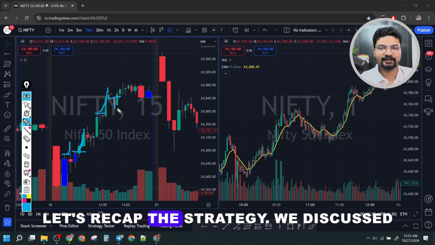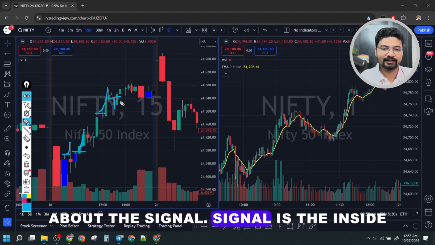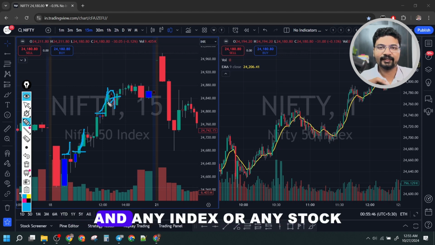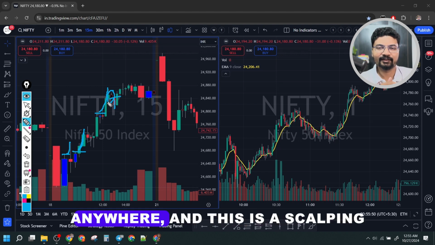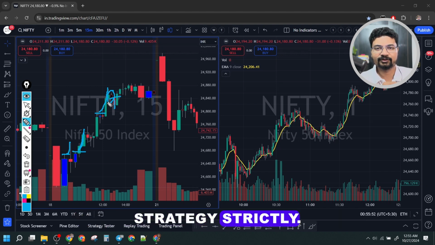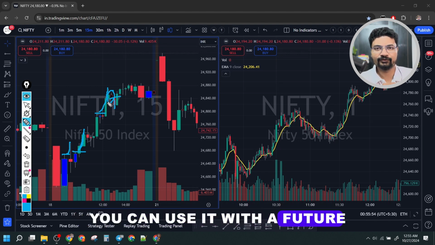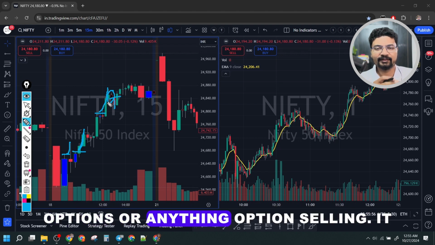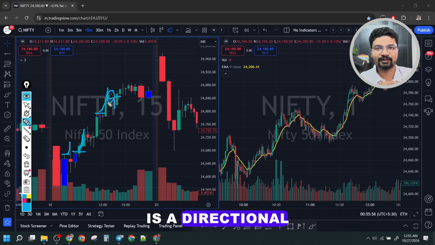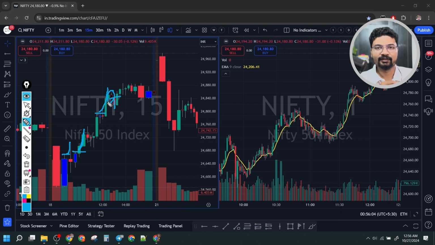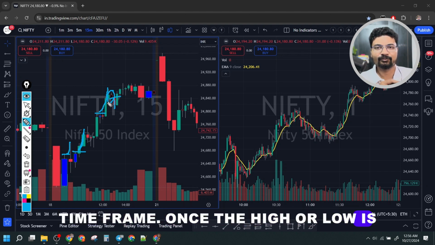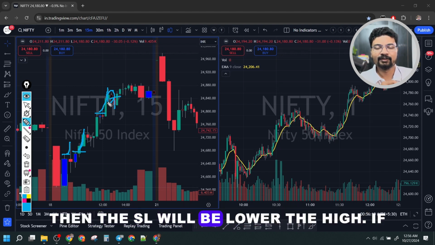And let's recap the strategy. We discussed the signal. The signal is the inside candle on any index or any stock. You can apply this anywhere. And this is strictly a scalping strategy. You can use it with futures, options or anything, even option selling. It is a directional scalping strategy, and the entry should be taken on the 1 minute time frame once the high or low is broken, and the SL will be the low or the high.